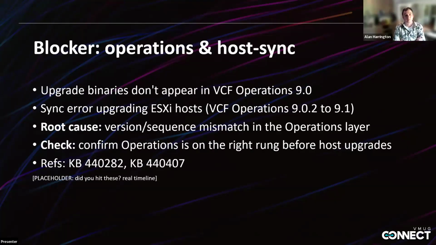This is a different little area that we've seen. Upgrade binaries don't appear in VCF 9.0, and there is a version sequence mismatch that happens sometimes in the operations layer. Make sure that your VCF installer or fleet deployer, and then the SDDC Manager, and then within Ops, make sure that Life Cycle Manager is patched to that upgrade path so that you can do 9.1 first. Then you will be able to see all the binaries for 9.1.